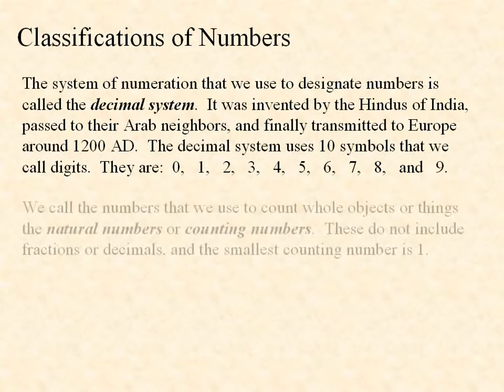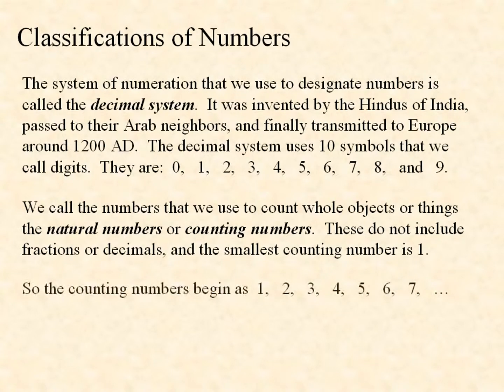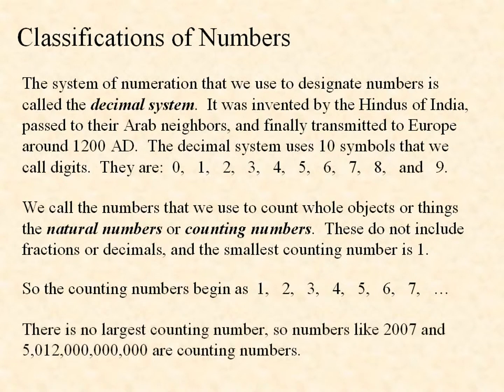We call the numbers that we use to count whole objects, or things, the natural numbers, or counting numbers. These do not include fractions or decimals, and the smallest counting number is 1. So the counting numbers begin as 1, 2, 3, 4, 5, 6, 7, and so on. There is no largest counting number, so numbers like 2007 and 5 quadrillion, 12 trillion are counting numbers.